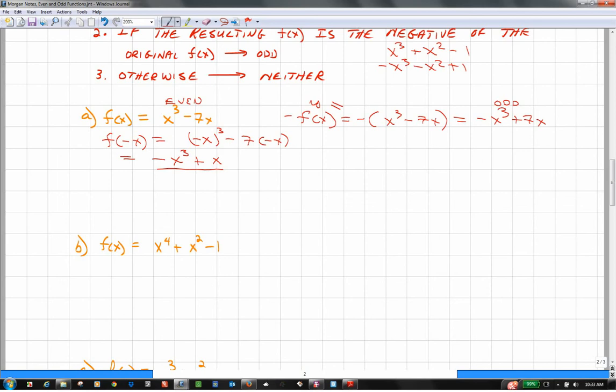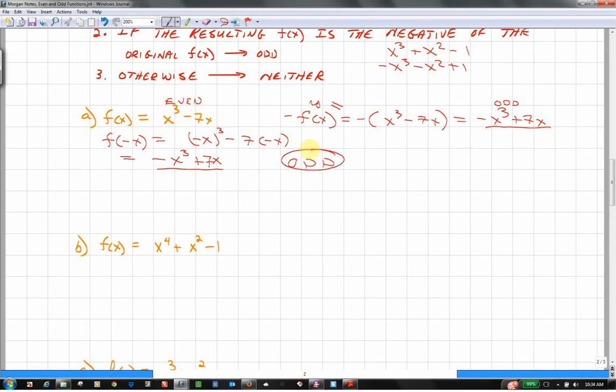All right, so let's look and see if it matches what I would expect by putting negatives on all the terms. It's a negative x cubed, yeah, I got that, plus 7x. Oops, I forgot my 7, sorry. So it matches what I would think if I put a negative on all the terms, so this would have to be an odd function.